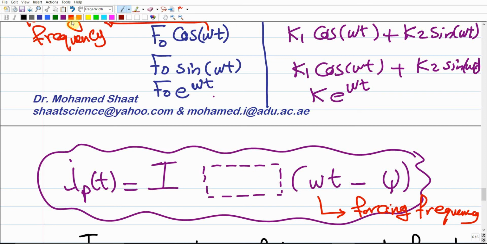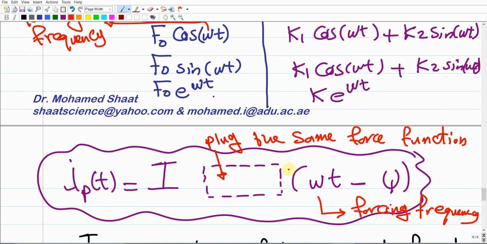So here you just gonna plug, or substitute, the same function, the same force function. If it is cosine, it should be cosine. If it is sine, it should be sine. If it is exponential, it should be exponential. Typically the same function, plug it here.